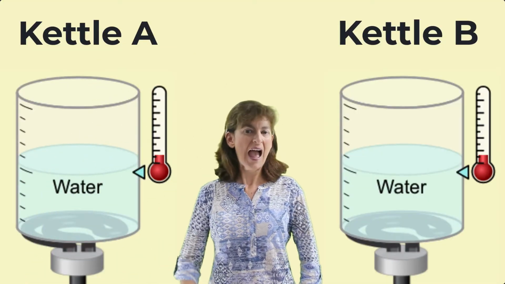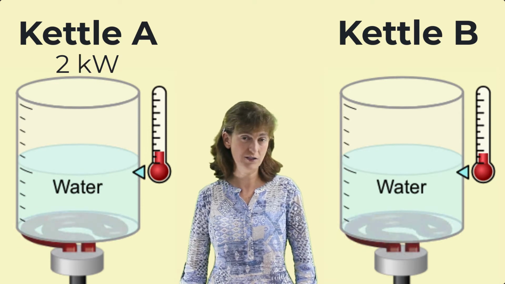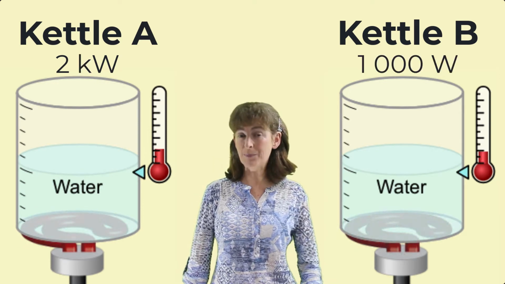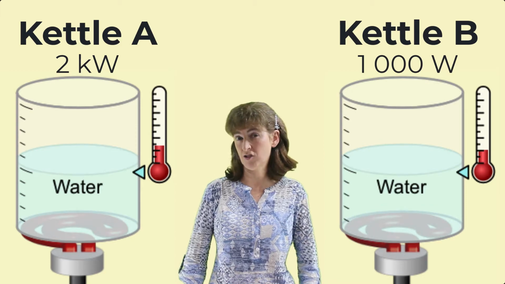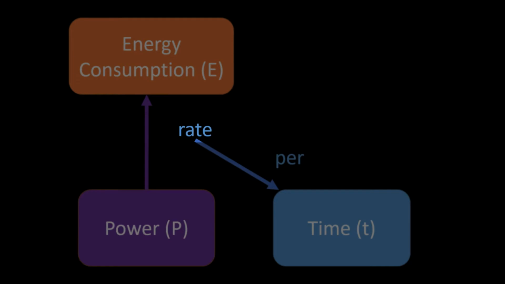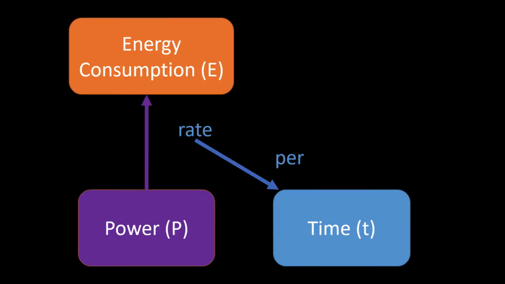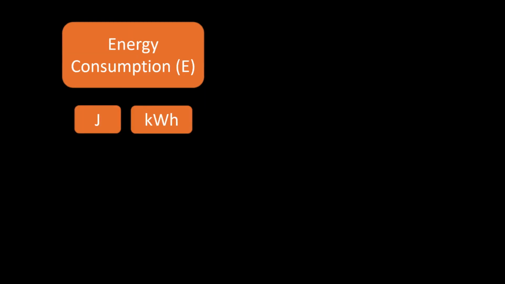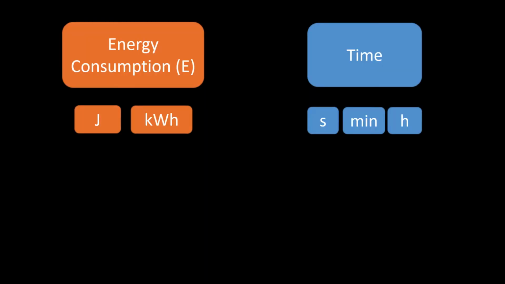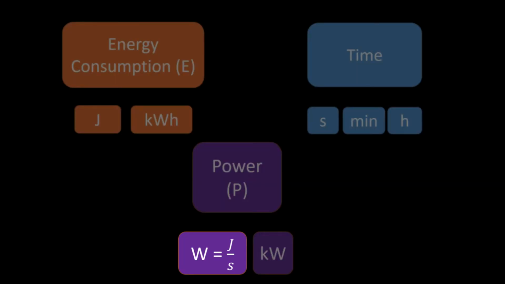Let's say A has a power rating of 2000 watts, which is 2 kilowatts, while B has a power rating of only 1000 watts, 1 kilowatt. What does that mean? Power is the rate at which energy is converted. How much energy per time? Remember that energy can be measured in joules. Time can be measured in seconds, and power can be measured in joules per second, which is also called watts for short. 1 joule per second equals 1 watt.